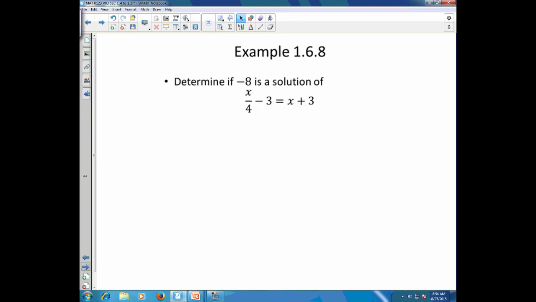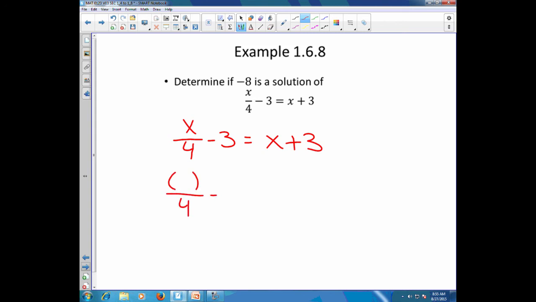So now finally we want to determine if negative 8 is a solution to this equation. So let's write the equation. x over 4 minus 3 equals x plus 3. Now we're going to replace x with parentheses and plug in our number. x is negative 8.